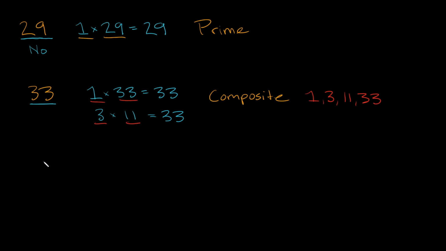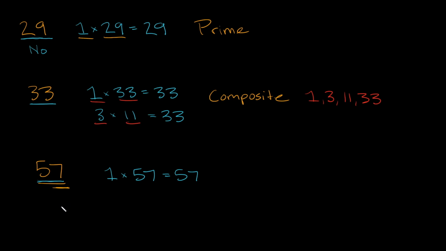Okay, what about the number 57? Is 57 prime or composite? Well, let's see. We can multiply 1 times 57 to get 57. Are there any other numbers we can multiply together to get 57? Or another way I can ask that is by saying, are there any numbers we can divide evenly into 57? Well, let's see. Is 57 divisible by 2? No, because this is an odd number, right? It's not an even number.